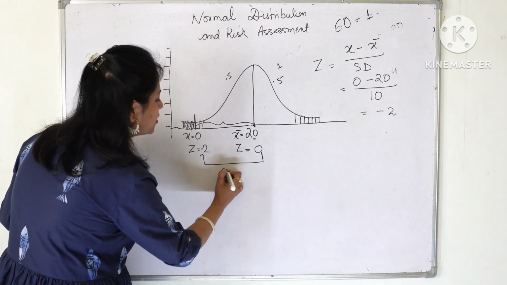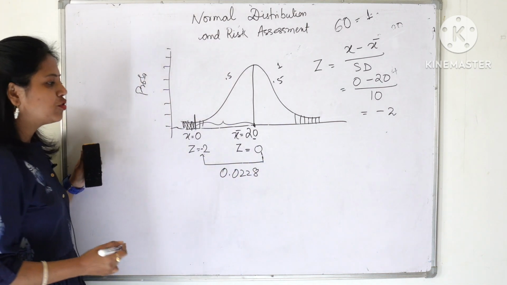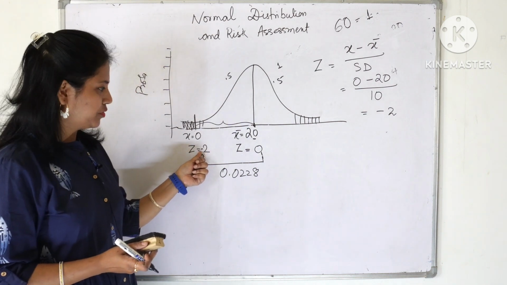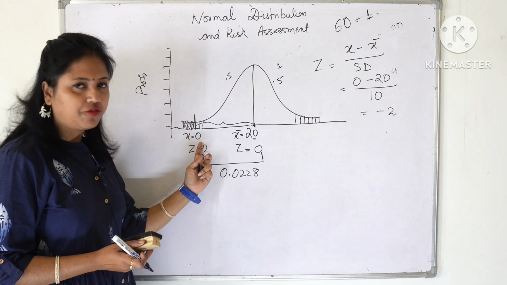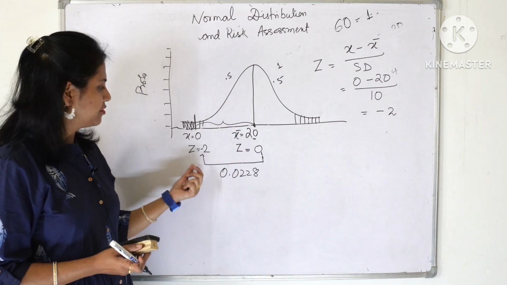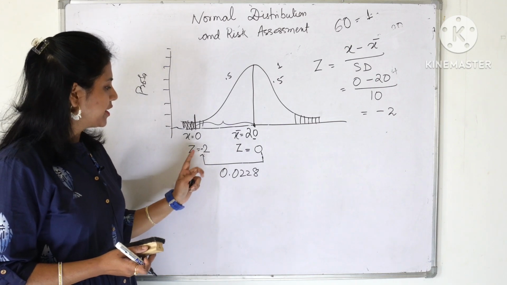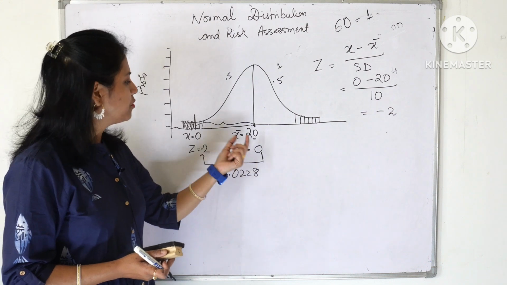So it is 0.0228. Okay, so this is the value of z for negative 2. Friends, in the book you can consider it to be positive also and write the value 0.0228, because area cannot be negative. In some books, you will find the values given to you for negative values also. So what does 0.0228 mean?